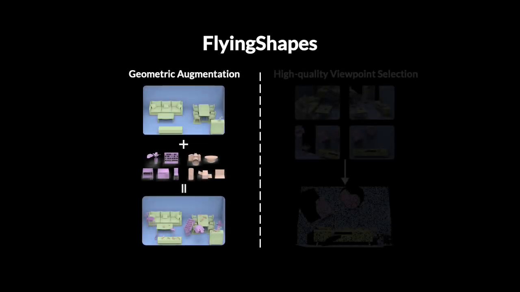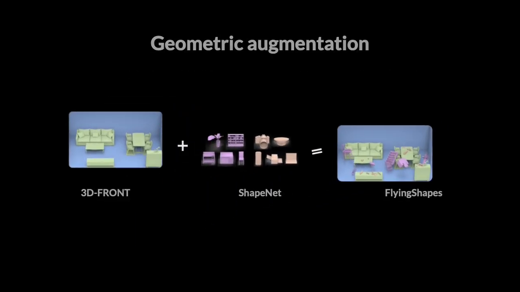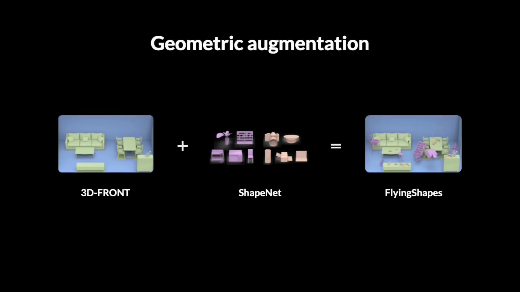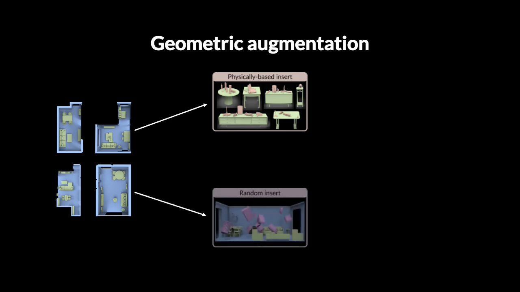To address the first problem, we propose flying shapes, which contains two main parts: geometric augmentation and high-quality viewpoint selection. We augment geometric structure diversity by randomly adding and arranging objects from ShapeNet into scenes of 3D front. Specifically, physically based insertion is to simulate the cluttered item combinations placed on furniture in the real world. It randomly arranges objects on the top of the furniture until collision happens.